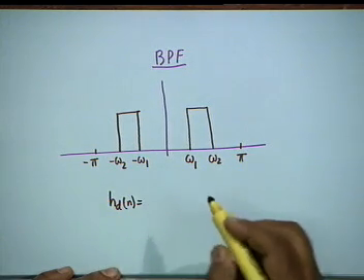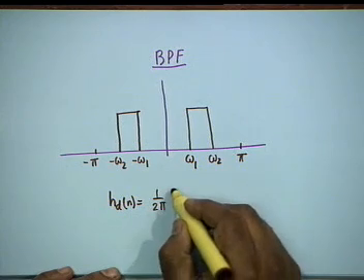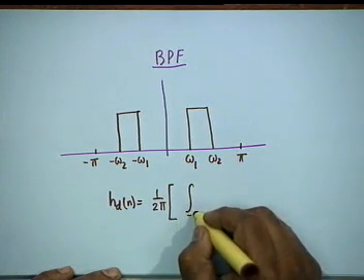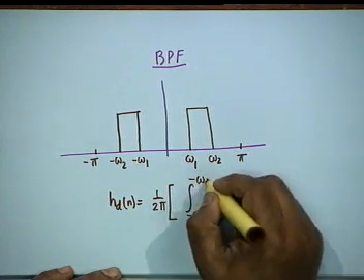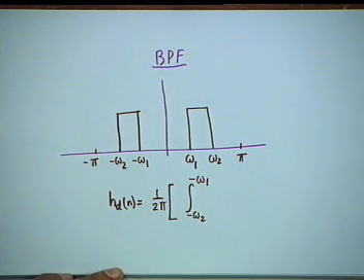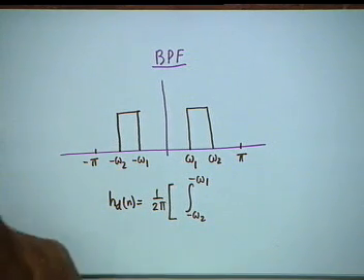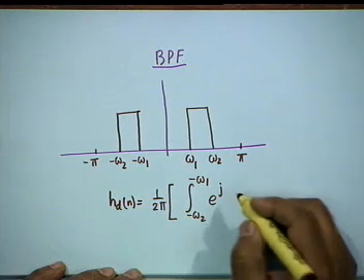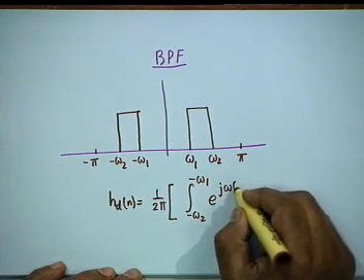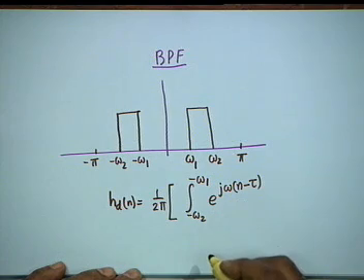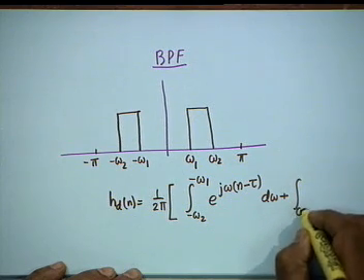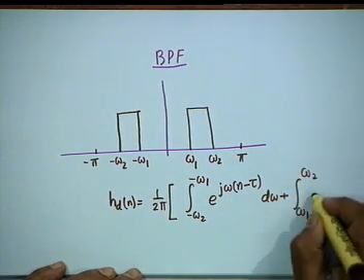HD(n) shall be equal to 1 over 2 pi. There shall be two parts of the integral, minus omega 2 to minus omega 1. This has to be done carefully, coming from minus omega 2 to minus omega 1. Minus omega 2 is less than minus omega 1. Then e to the power, integrand is the same, e to the power j omega (n minus tau) d omega plus the same integral carried from omega 1 to omega 2, okay?